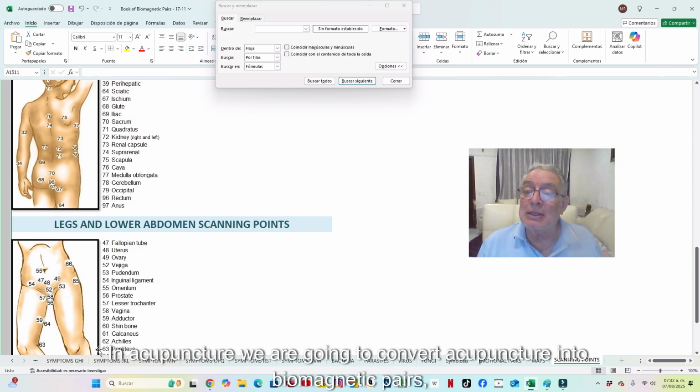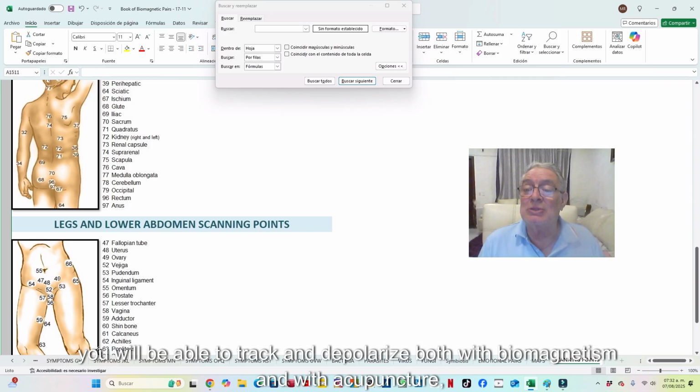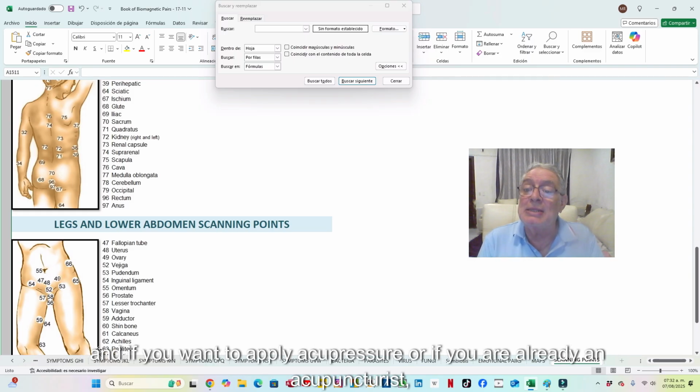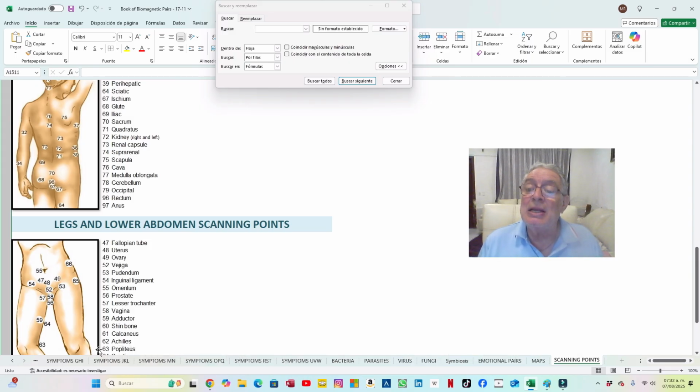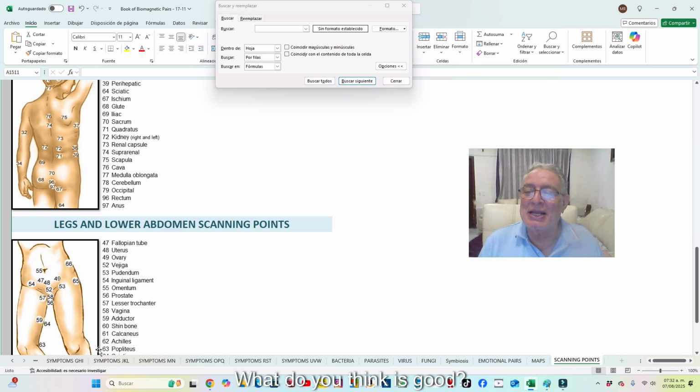In acupuncture, we are going to convert acupuncture into biomagnetic pairs. It will have all the meridians. That is, you will be able to track and depolarize both with biomagnetism and with acupuncture. And if you want to apply acupressure, or if you are already an acupuncturist, you can also apply the acupuncture with needles.